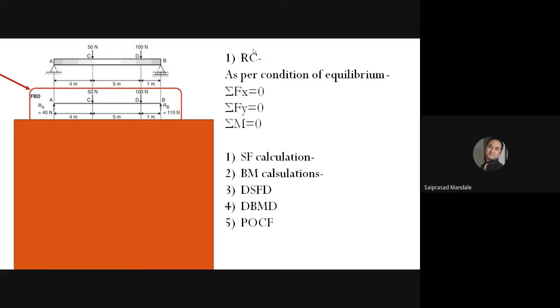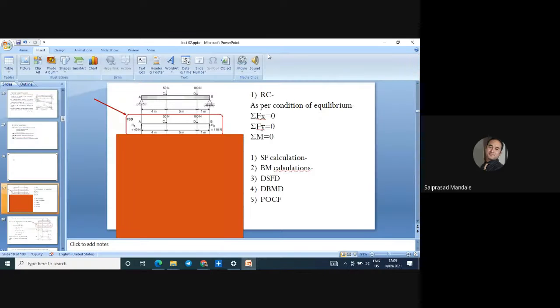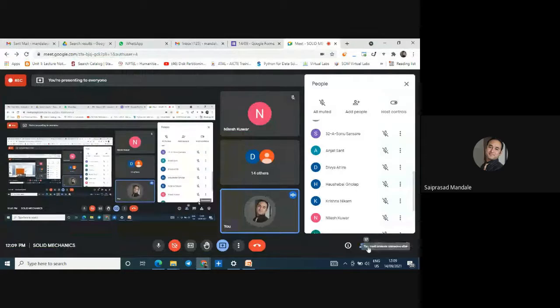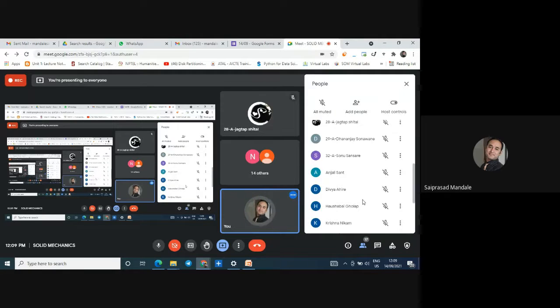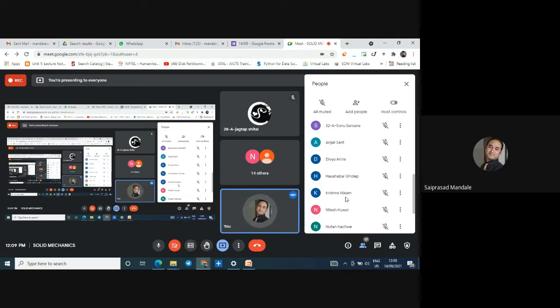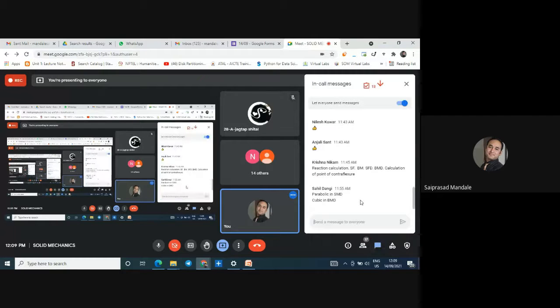Is there any force which is moving in X direction? Give me a fast response. Sheetal Jagtap, is there any force which is moving in X direction? Yes or no? Anjali Sant, Krishna Nikam, Sahil Dangi.